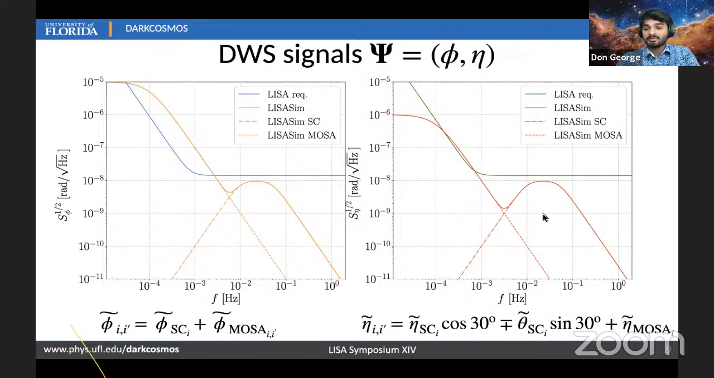We have something similar for pitch as well, or out of plane jitter. And here I've just shown you how the spacecraft and MOSA jitters are combined. You can see there's some symmetry in yaw, but not in pitch because of the roll aspect of the spacecraft.